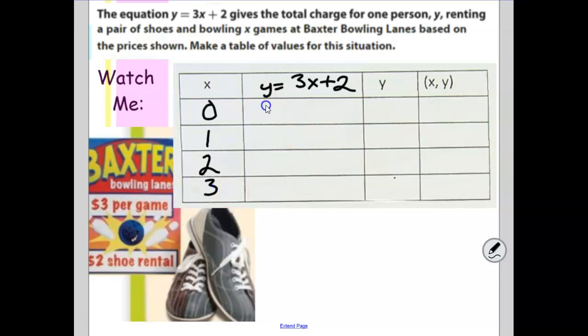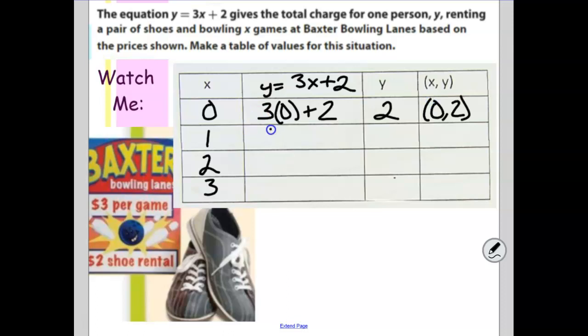So instead of x, we're just going to do what you did in 6th grade, and we're going to substitute. So instead of x, I'm going to put 0. And I know that's 0 plus 2, which is going to give me 2. And that gives me an xy pair of 0, 2.